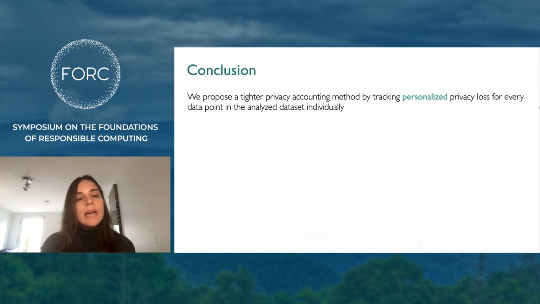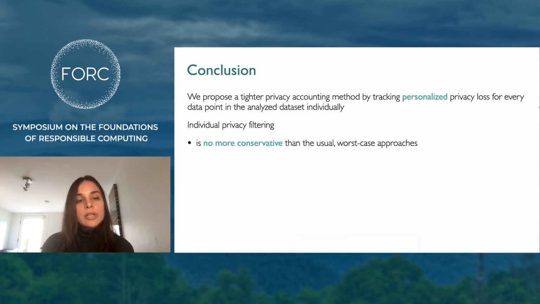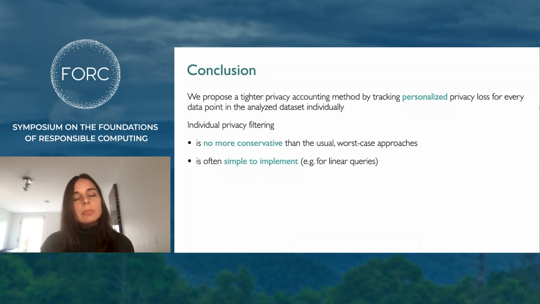So to conclude, in this work, we propose a tighter privacy accounting method by tracking personalized privacy loss for every data point in the analyzed data set individually. And our individual privacy filtering approach is, first of all, no more conservative than usual worst-case approaches. It is often very simple to implement, for example, in the case of linear queries. And it can also be implemented in the local model.